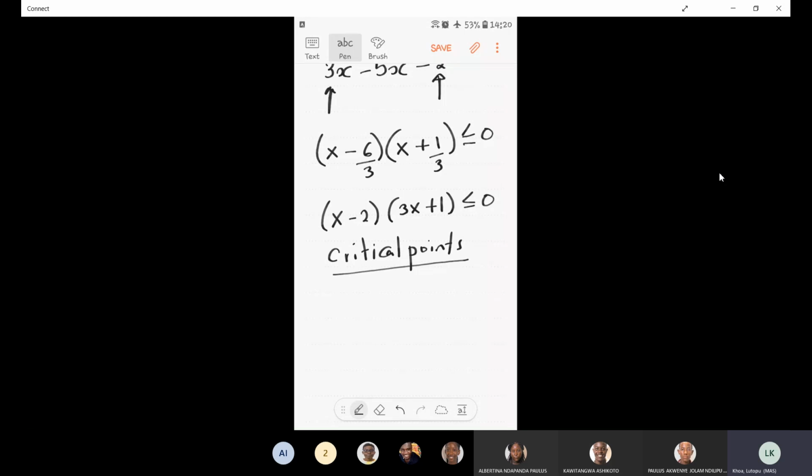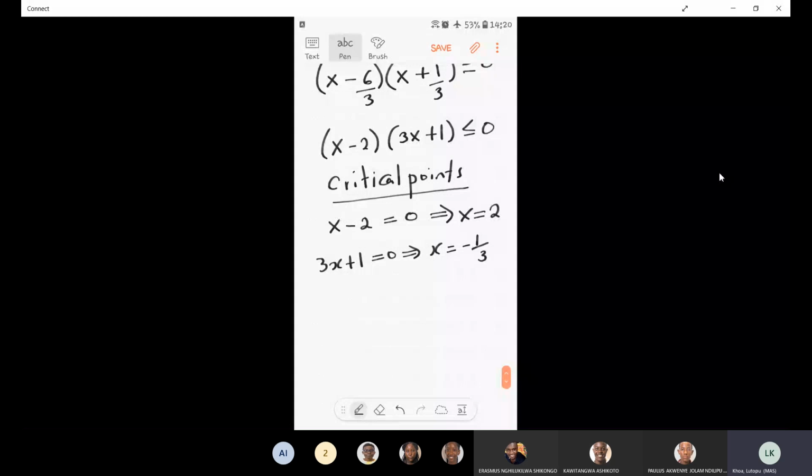So the critical points, we get them by equating the factors to 0. This means that x is equal to 3. And then the next one, this means x is equal to minus 1 over 3. Then you plot these points on your number line. You see how it divides your number line. So what you have is this.